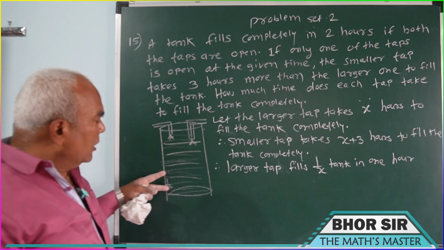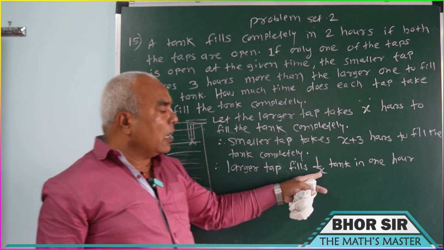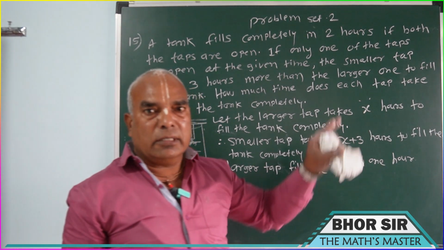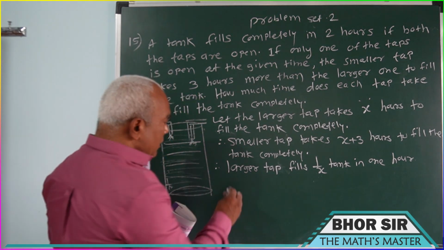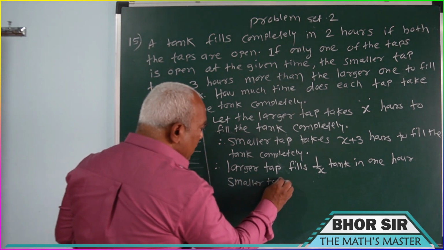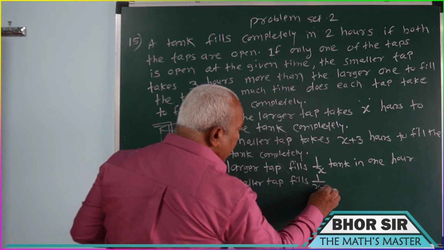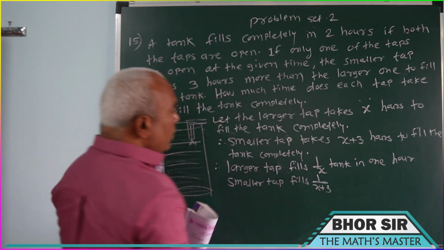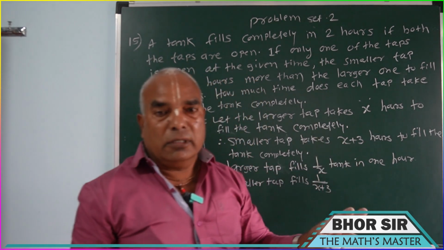5 parts, each part will be 1 upon 5, 1 upon 5, 1 upon 5. This way, x hours are required. X hours means the tank becomes x parts, and one part will be 1 upon x. The smaller tap fills 1 upon x plus 3, because it takes x plus 3 hours.